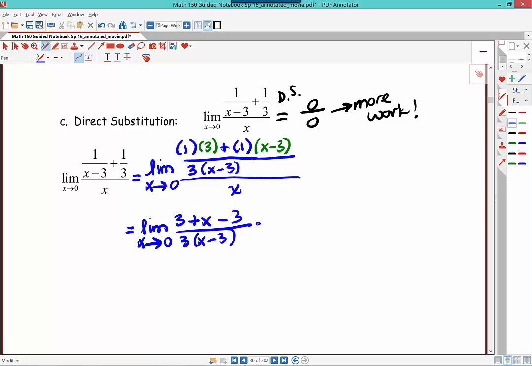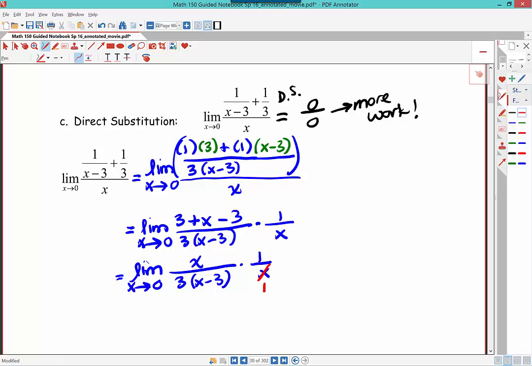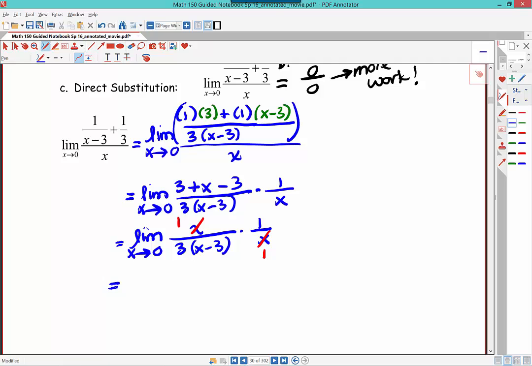And then again, I'm going to multiply by the reciprocal. So this is the numerator, and so I just wrote that one. And we're going to multiply times 1 over x. So we will get the limit as x approaches 0 of x over 3 times x minus 3 times 1 over x. And that's fortunate. Those problem children divide right out. And finally, I'll write one more step to make it pretty.